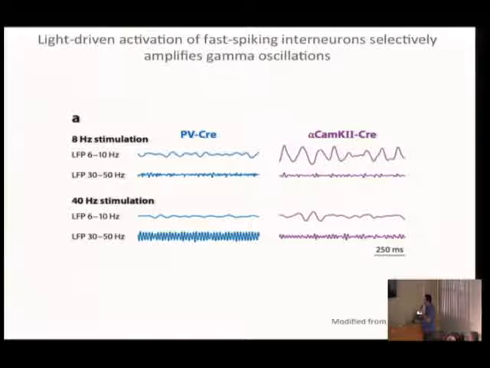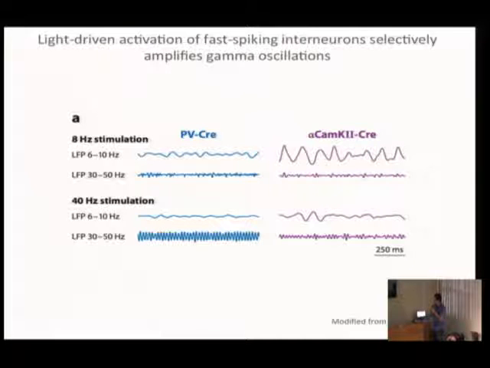They show that light-driven activation of fast spiking cells selectively amplifies gamma oscillations. So this is the first experiment they performed with PV-Cre mice. They transfected only PV cells with channelrhodopsin, and they applied different frequencies of stimulation from 8 to 40 hertz. And they also tested CaMKII-Cre mice to drive specifically excitatory cells. This was in the somatosensory cortex.